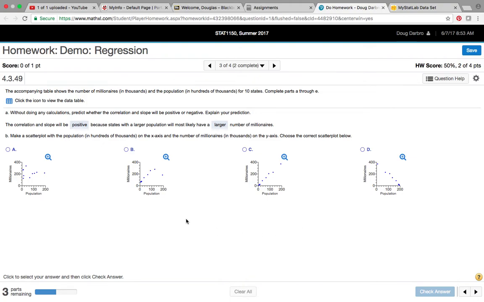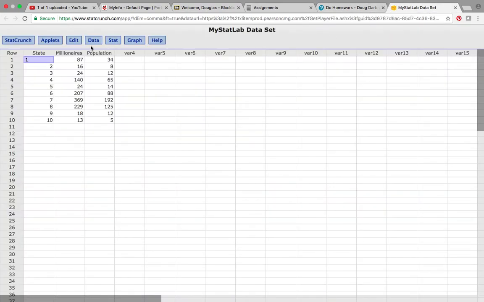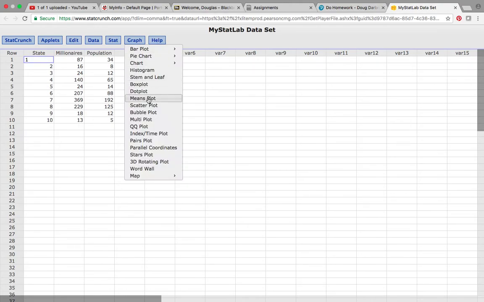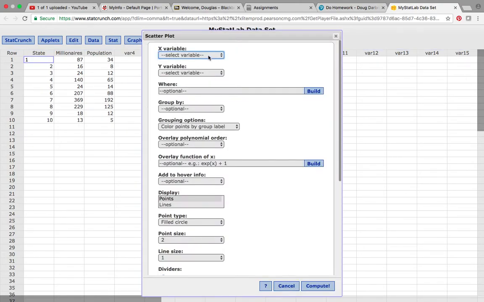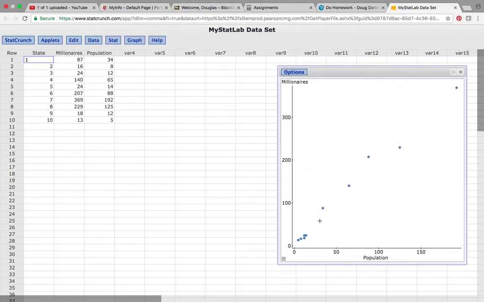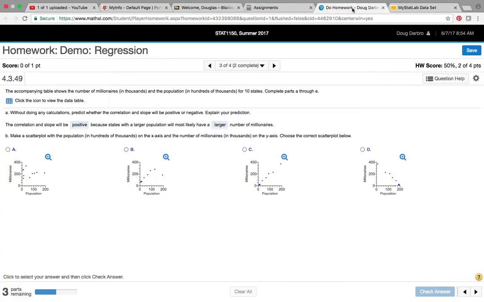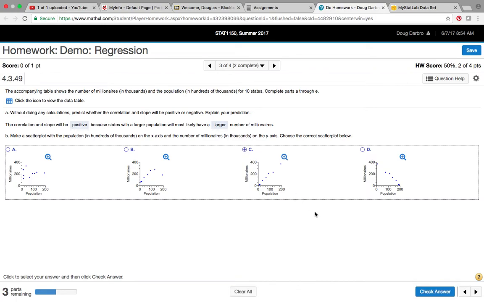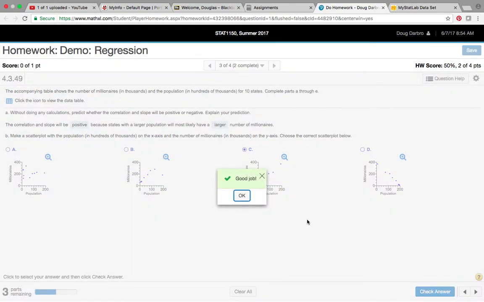All right, make a scatter plot with the population on the x-axis and the millionaires on the y-axis. So guys, we want to come in with a graph and do a scatter plot, with population on the X and millionaires on the Y. So we have a strong positive relationship here, don't we? Now let's go back over here and see which one of those looks the most like what we created. And guys, I think you would all agree with me. It's clearly answer C.